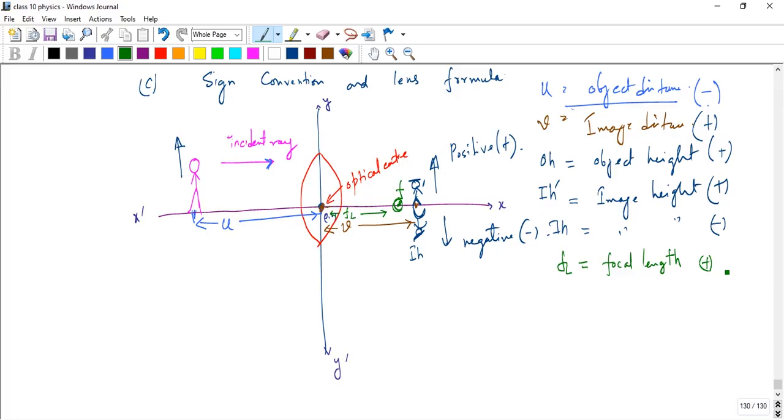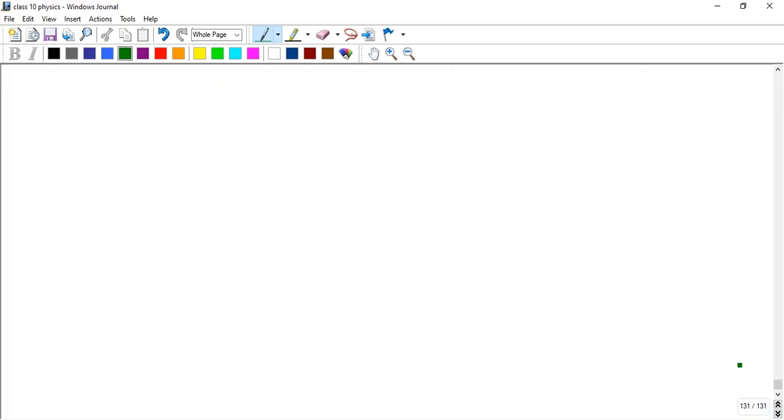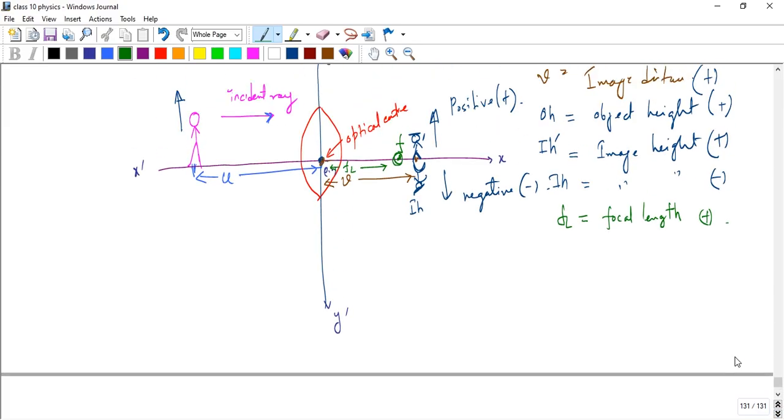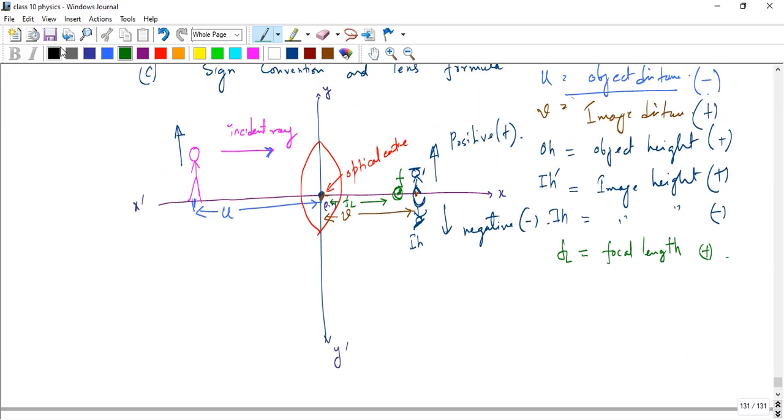So in the case of a convex lens, there are some basic rules. Suppose we choose a convex lens, u is always negative, and v depends.